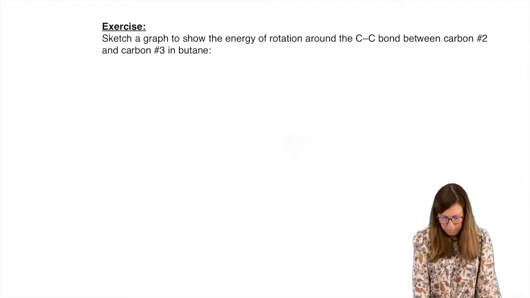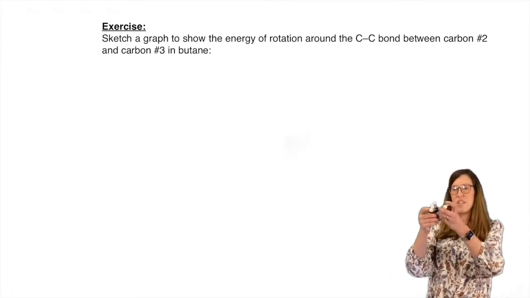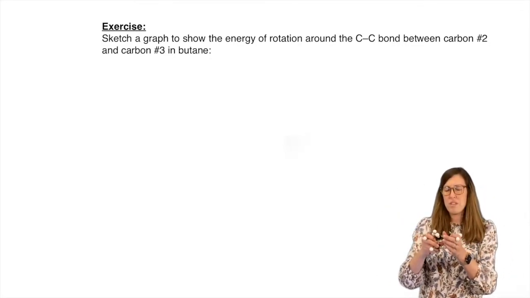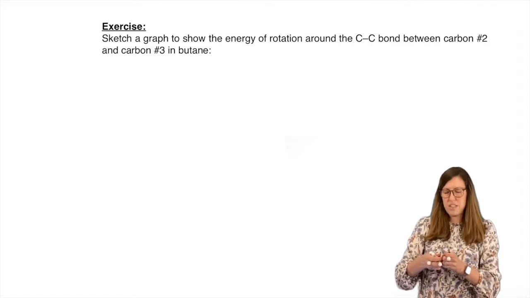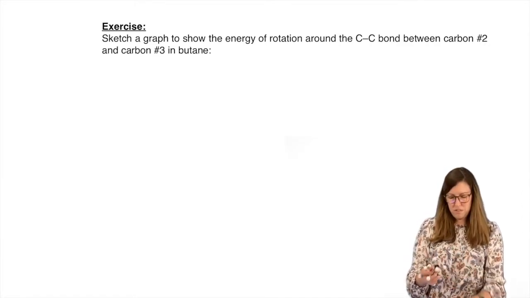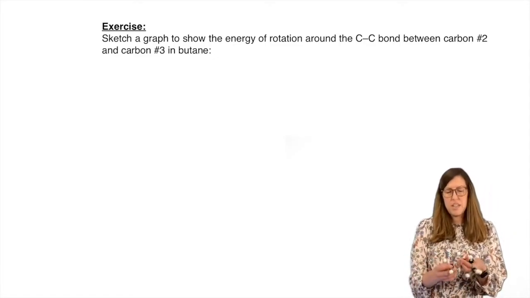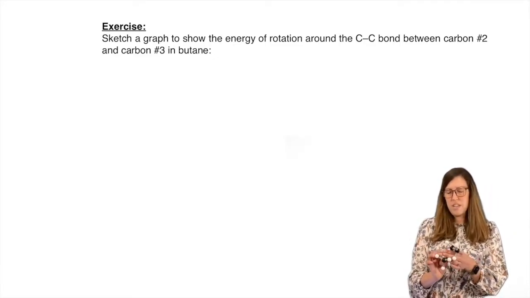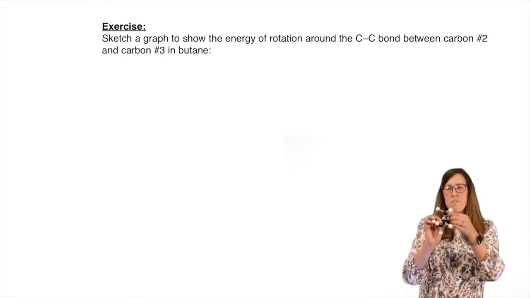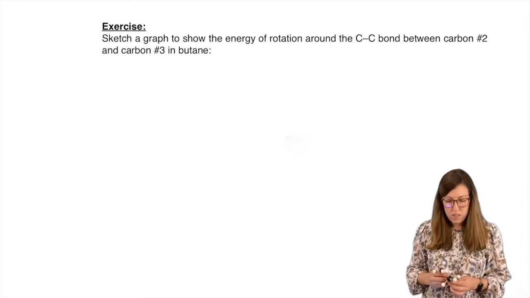Build butane. Take your ethane. Save those methyls. Don't start from scratch. Get 2 carbons to make a CH2, and just take out a bond and add a methyl on the other end. And there, now we have a butane. I want you to follow along. You need to do these rotations.